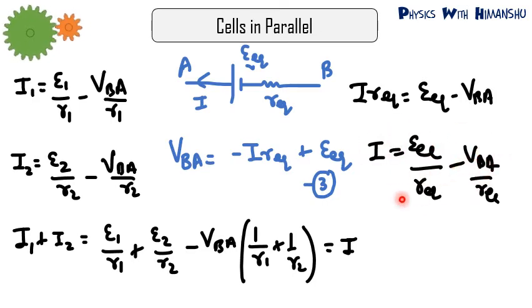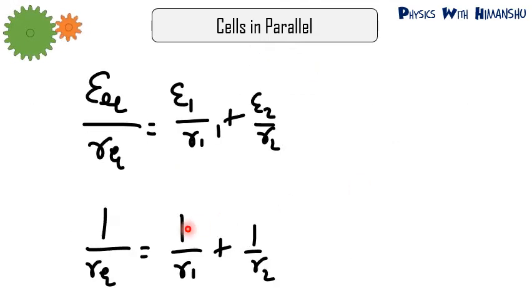Now if we compare this equation with the previous equation, in place of I we have I. In place of E equivalent by R equivalent we have E1 by R1 plus E2 by R2, and the coefficient of minus VBA, 1 upon R equivalent, is 1 upon R1 plus 1 upon R2. So by comparing both equations, we get E equivalent by R equivalent equal to E1 by R1 plus E2 by R2, and 1 upon R equivalent will be 1 by R1 plus 1 by R2. These two equations are most important, but remember that to calculate E equivalent we need R equivalent. So you have to calculate equivalent resistance first, then equivalent EMF. To see how, we'll solve one question.